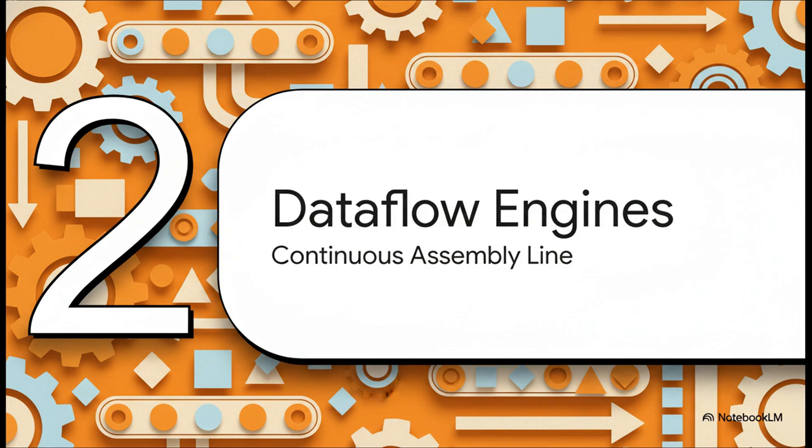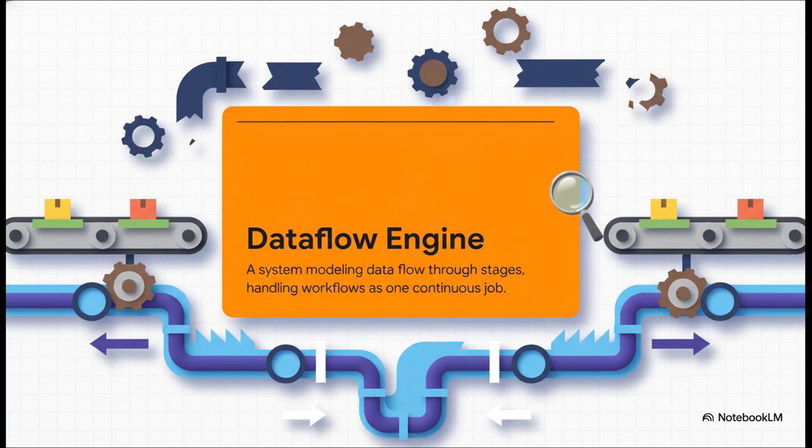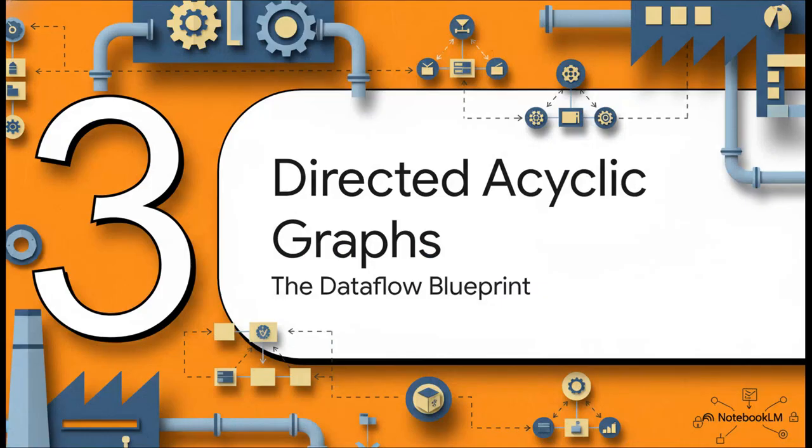Enter data flow engines. The core shift in thinking here is treating the whole process as one continuous modern assembly line. So instead of breaking a workflow up into isolated, independent jobs that barely talk to each other, a data flow engine steps in and handles the entire process end-to-end as one single job. It looks at the whole picture, pulling data through the system smoothly without constantly slamming on the brakes to put things into cold storage. Let's look at the blueprint for this.